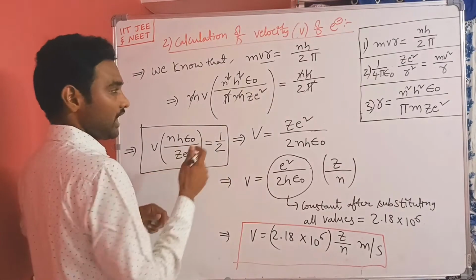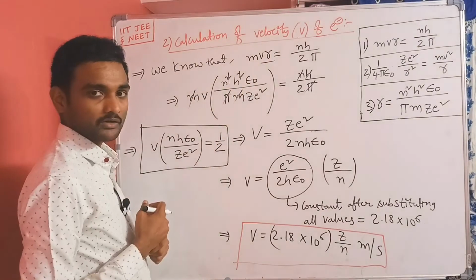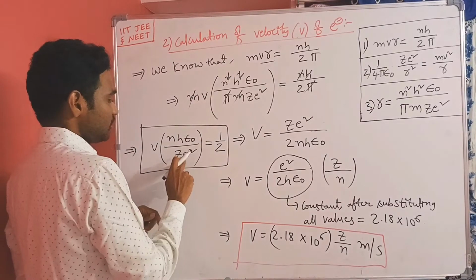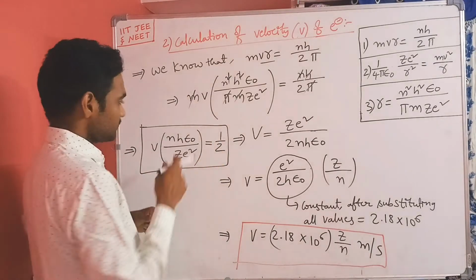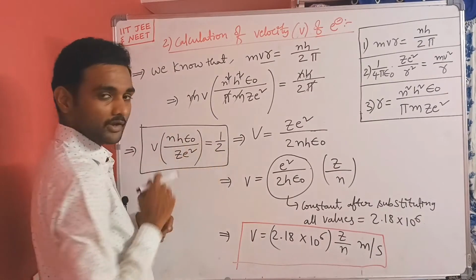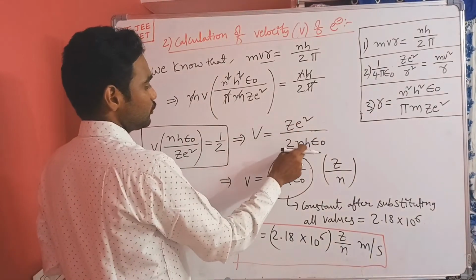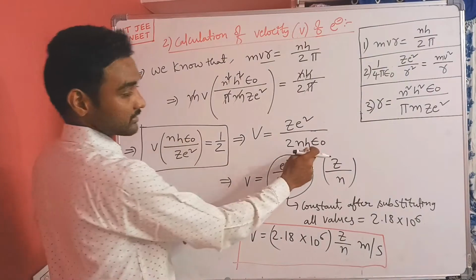From this I want V, in the sense velocity. So this term I have to send to this side. Then this denominator will become numerator, and this numerator will become denominator. See, V is equal to Z square e square by 2 n h epsilon naught.